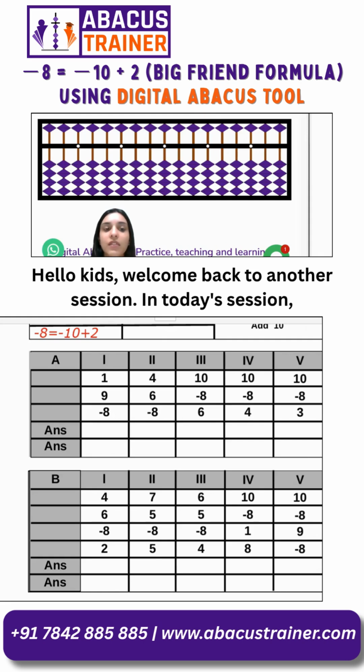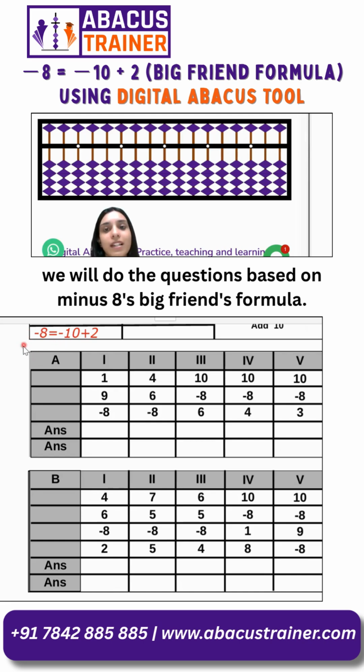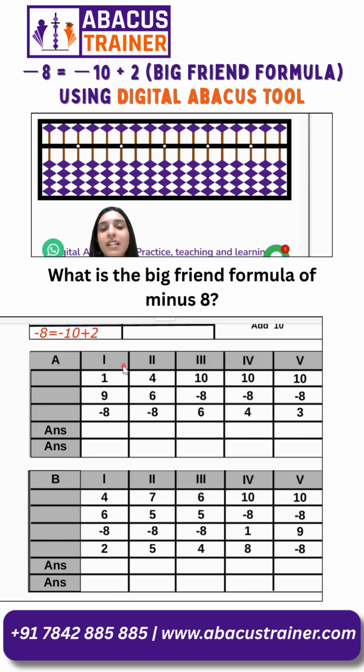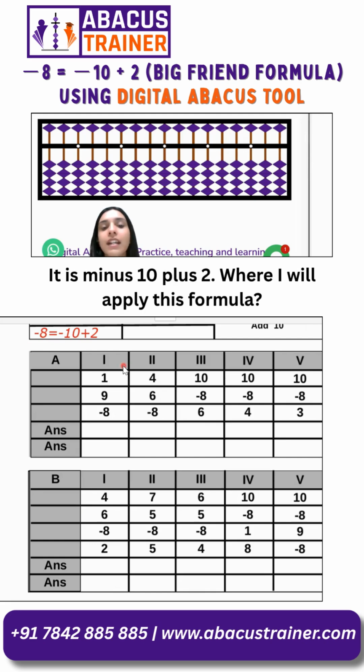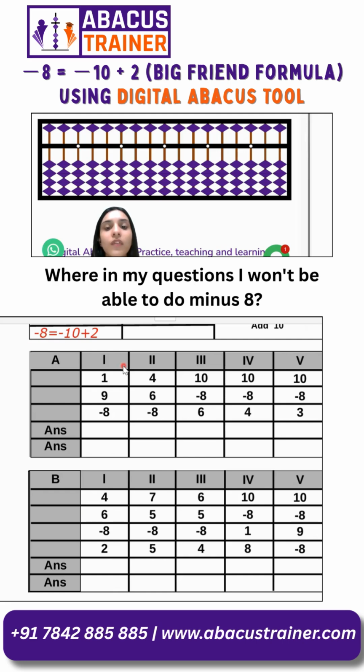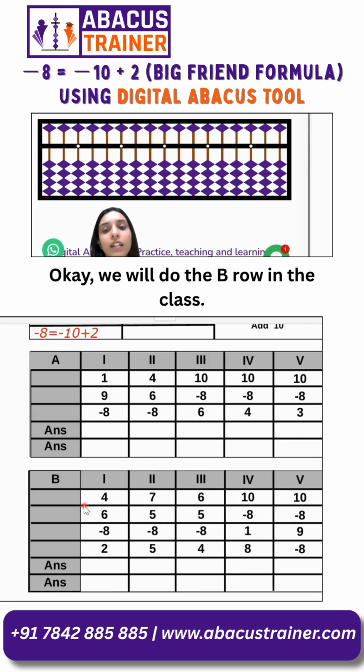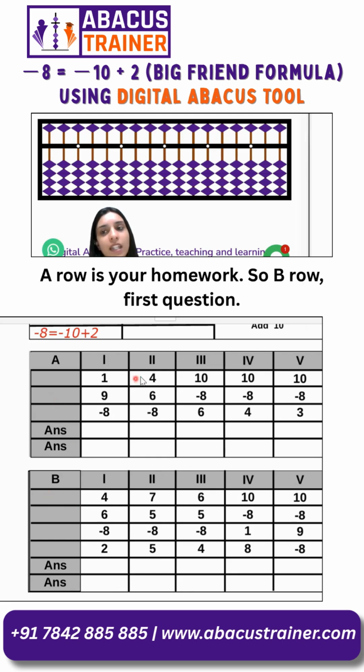In today's session, we will do the questions based on minus 8's big friend's formula. What is the big friend formula of minus 8? It is minus 10 plus 2. Where will I apply this formula? In my questions, where I won't be able to do minus 8. Okay, we will do the B row in the class. A row is your homework.